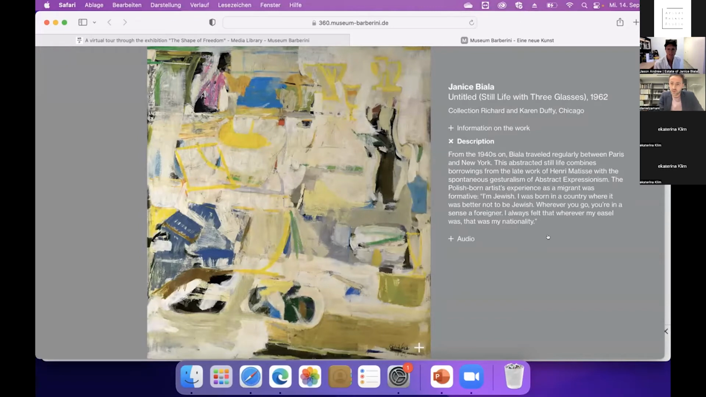And I really like that we have this quote. I think Jason also has it in one of his many publications on Biala, that when she was asked where she felt most at home, whether in Paris or in New York, she said, I'm Jewish. I was born in a country where it was better not to be Jewish. Wherever you go, you're in a sense a foreigner. I always felt that wherever my easel was, that was my nationality.